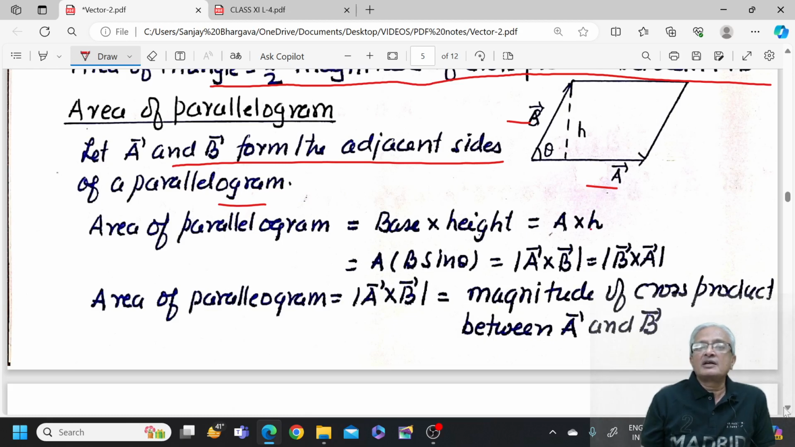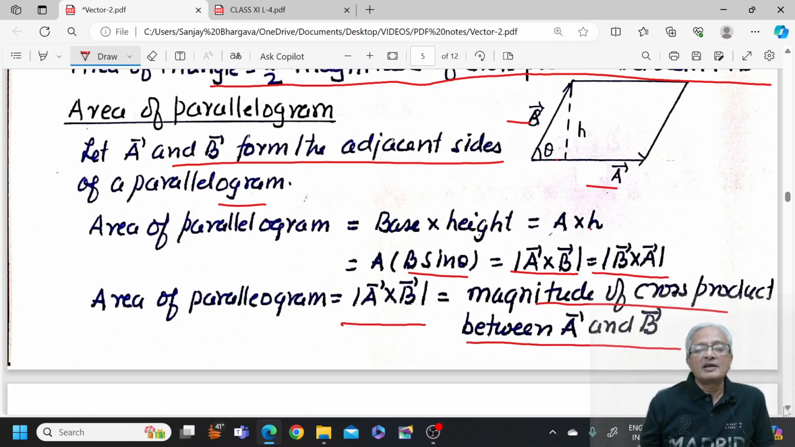There is a triangle here. You can calculate sine theta, it would be H upon B. So H would be equal to B sine theta. So I can substitute A into B sine theta, which would be equal to the magnitude of A cross B, same as the magnitude of B cross A. So the area of the parallelogram is given by the magnitude of the cross product between the A vector and the B vector.